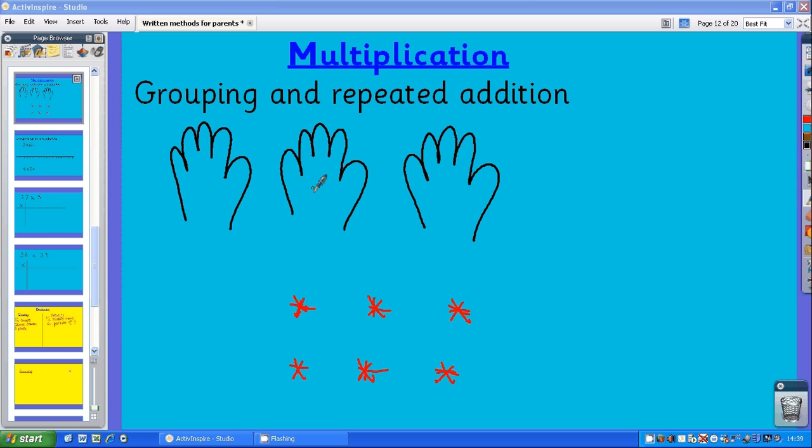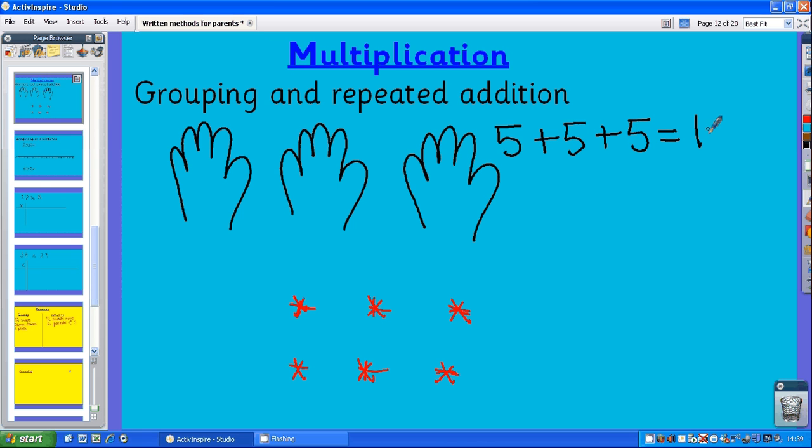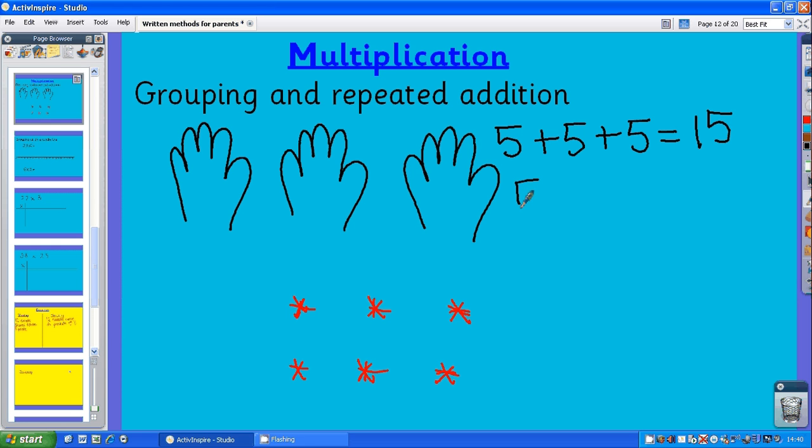5, 10, 15. They may choose to represent this as a number sentence. 5, add 5, add 5 makes 15. They have just completed a repeated addition sentence. As they become familiar with repeated addition, they will understand the relationship between repeated addition and multiplication, and they would then say that they have 5, 3 times, again making 15.